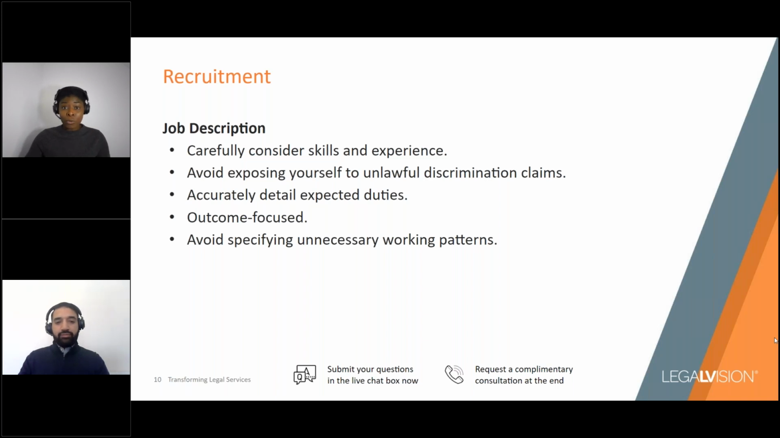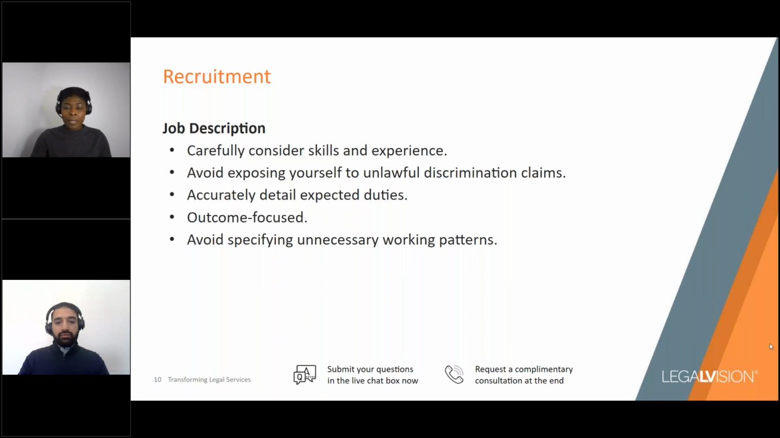So if a role is one that an employee can also work from home perhaps 2 to 3 times a week, then you should specify that: hybrid working, home working, and all these other flexibilities. It would be able to open up the pool for you to get the best candidate for the job.